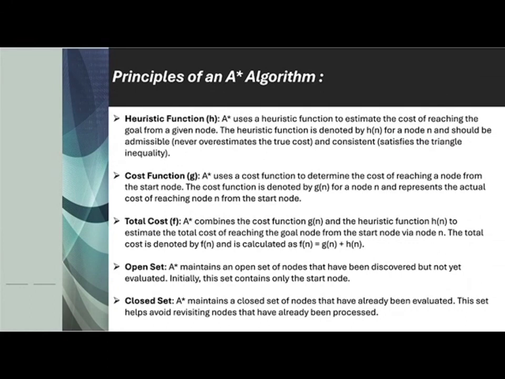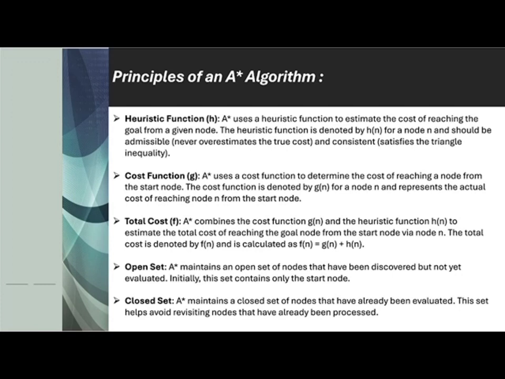The A-star search algorithm has various principles. Let me explain some of those. The first thing is a heuristic function. A-star uses a heuristic function to estimate the cost of reaching the goal from a given node. The heuristic function is denoted by h(n) for a node n and should be admissible and consistent. The second one is the cost function, represented as g. A-star uses a cost function to determine the cost of reaching a node from the start node. The cost function is denoted by g(n) for a node n and represents the actual cost of reaching node n from the start node.